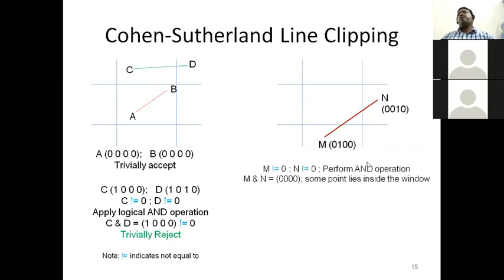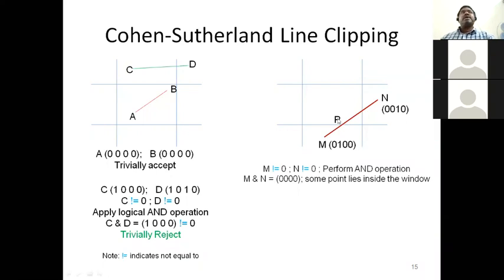So in this case, how to calculate? M is not equal to 0, N is not equal to 0. In this case, perform bitwise AND operation. If you perform this, 0 with 0, 0, 1 with 0, 0, this 0 with this 1, 0, 1, 0, because it's AND operation. Here 0, this is 0, we will get 0, 0. What does it mean? Some point lies inside the window. That is the interpretation. Now you have to find out the intersection point P.